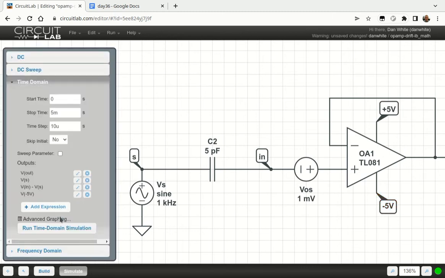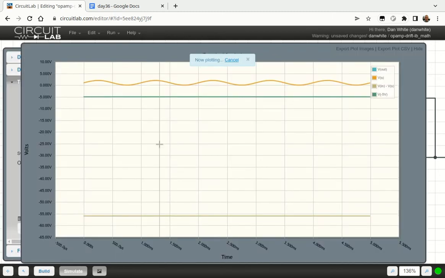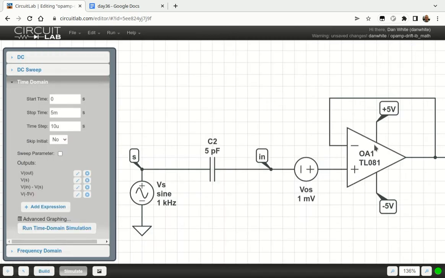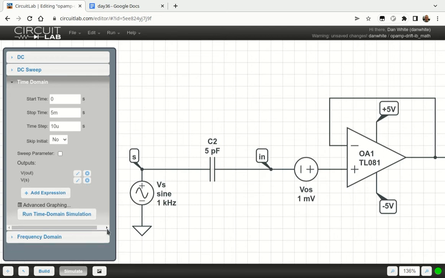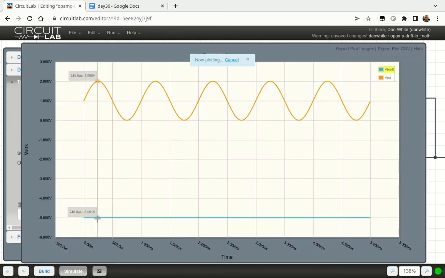Run the simulation again, and what do we get? We get the output, which is blue here. We have Vn minus Vs. Bunch of weird things. I'm going to not plot that. Try it again. The output is pegged at -5. Of course, the input here is going around 1 volt. That's not a surprise, but what's up with this?